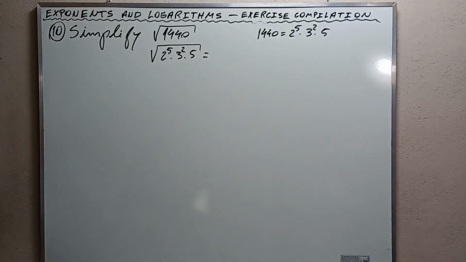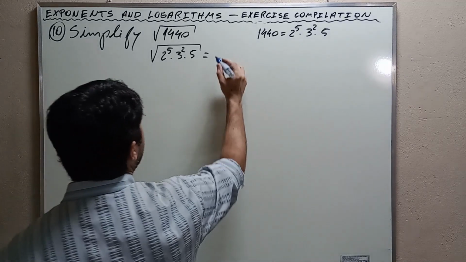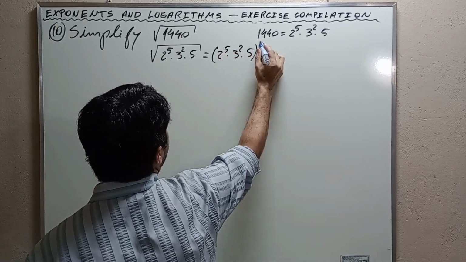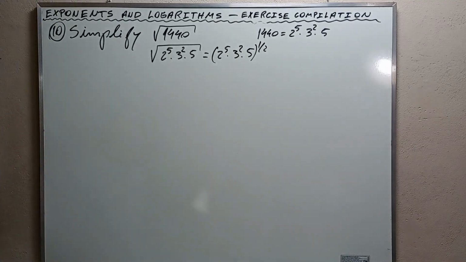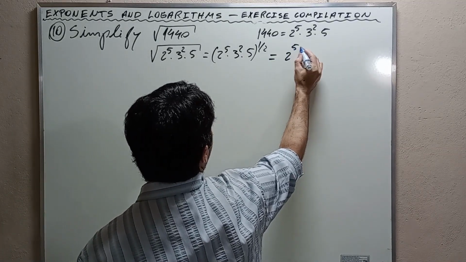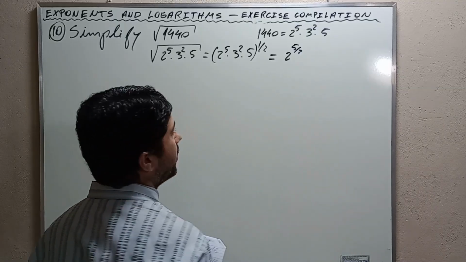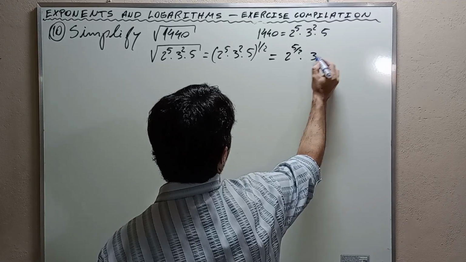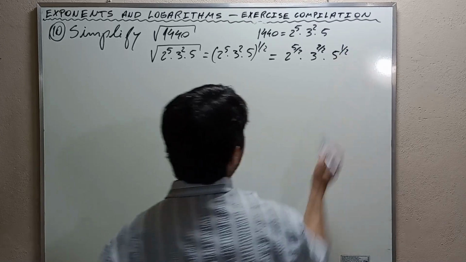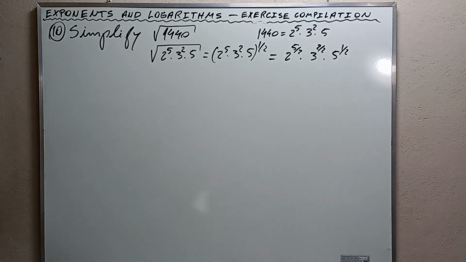But remember that the square root is similar to raising a number to the power of a half. Then it is 2 to the 5 times 3 squared times 5, to the a half. And simplifying further, we find that it is 2 raised to the power of 5/2 times 3 raised to the power of 2/2 times 5 raised to the power of a half. Okay?